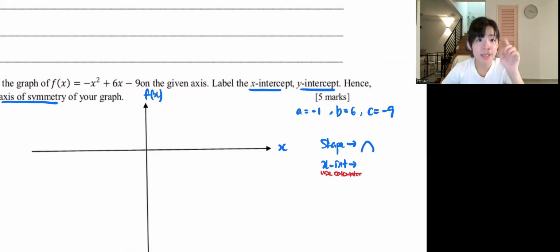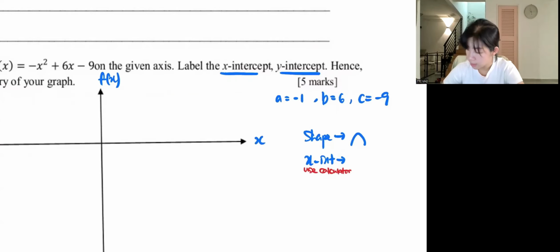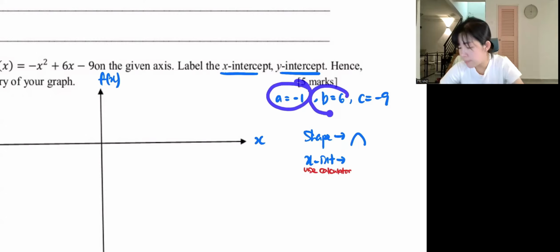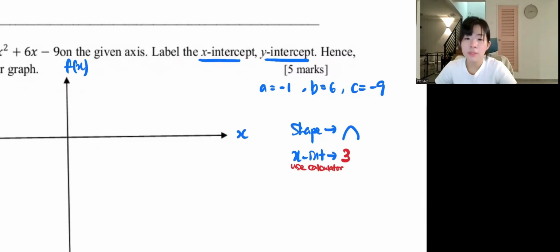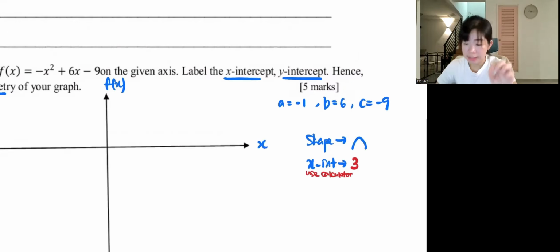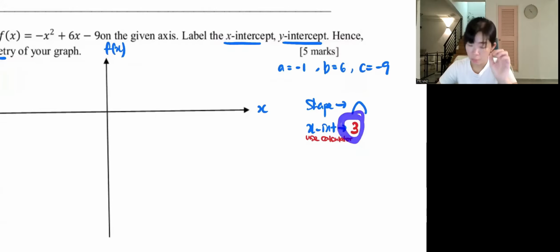Key in the a, b, c in your calculator. It will show x1, x2. That's how you normally find x1, x2, which is the x-intercept. So key in a is -1, b is 6, c is -9. Tell me what answer you get for x. There's only one answer, right? You only get 3. Only one answer means this curve only touches the x-axis at 1 point. Later we will draw it.